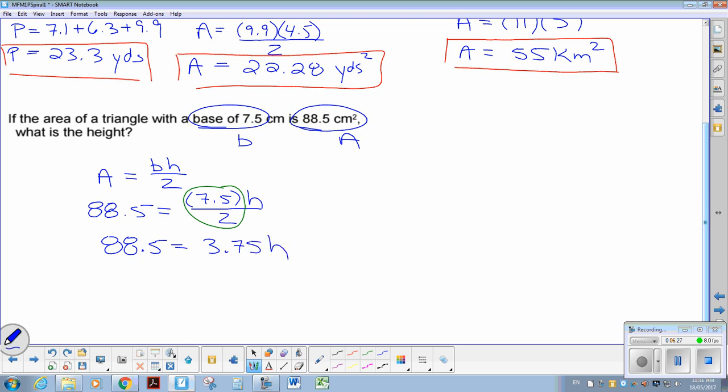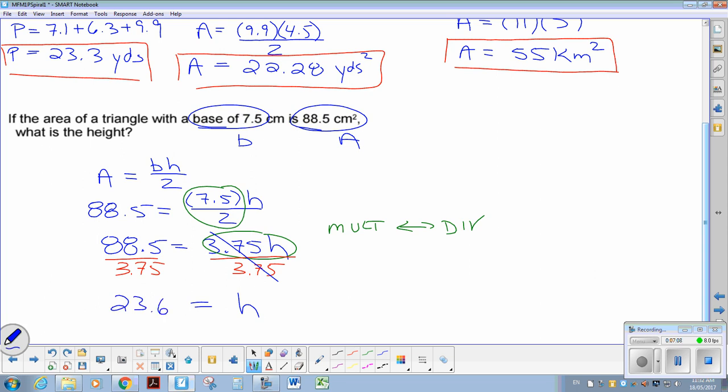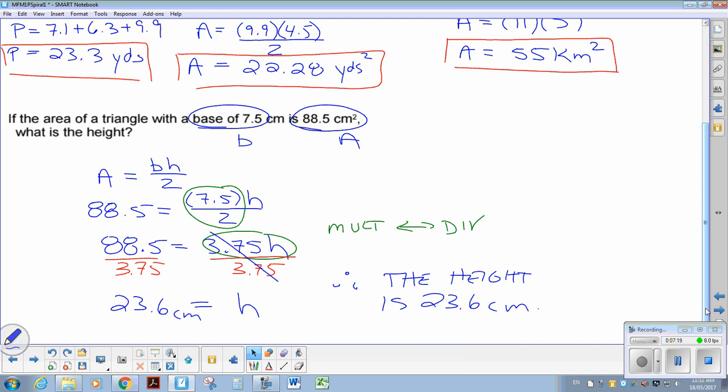h. How do we get h by itself? Well, we know that in this case here, we have multiplication because there's no symbol in between the number and the variable. So the inverse operation would be division. So we are going to divide both sides by 3.75. What that does, 3.75 divided by 3.75, they become 1 or cancel out. So you're left with h, and then we just need to plug that in to the other side. 88.5 divided by 3.75, and we get 23.6 centimeters. So therefore, the height is 23.6 centimeters.